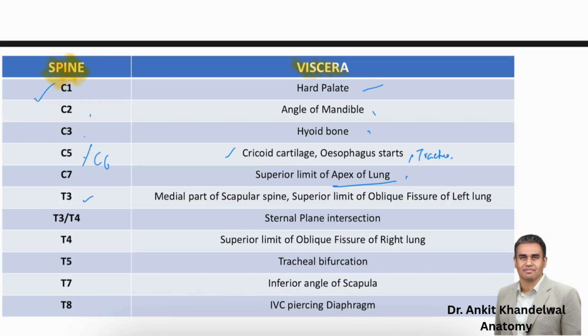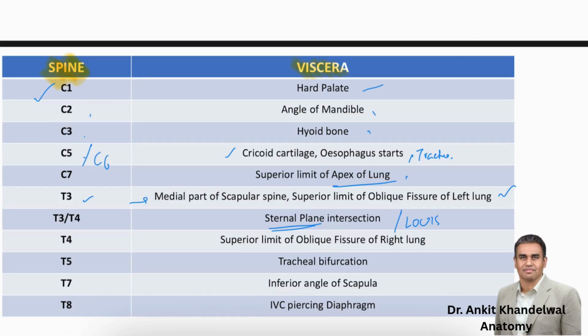At the T3 spine we have the medial part of the scapula, that is a bone on the posterior aspect, so that is if you look at it posteriorly. And also at the T3 spine we have the superior limit of the oblique fissure of the left lung. At the T3 T4 spinal junction, or we can say the T4 T5 body junction, we have the sternal plane, also known as the angle of Louis, we will discuss more of it in a while. At the T4 spine we have the superior limit of the oblique fissure of the right lung.